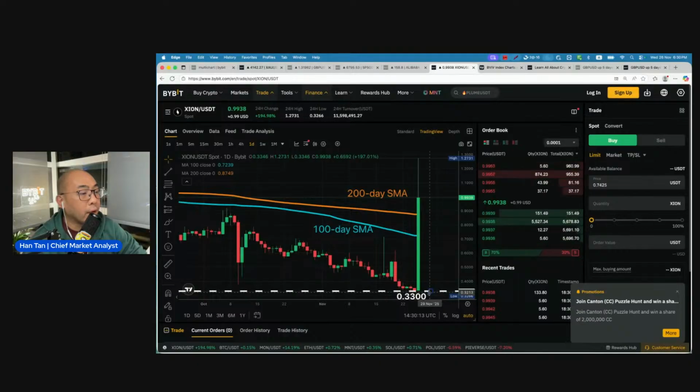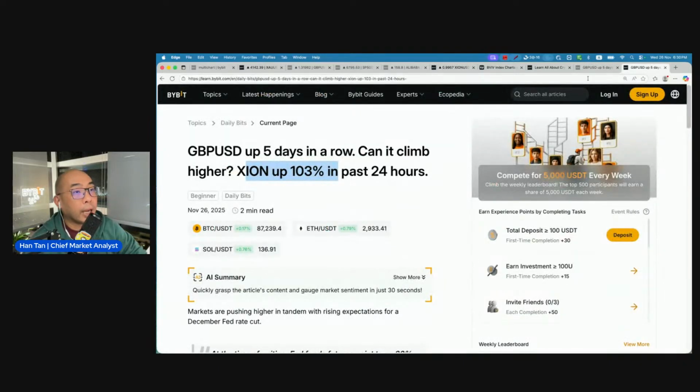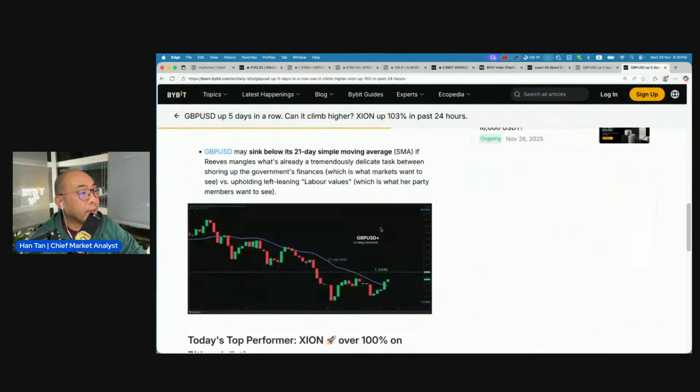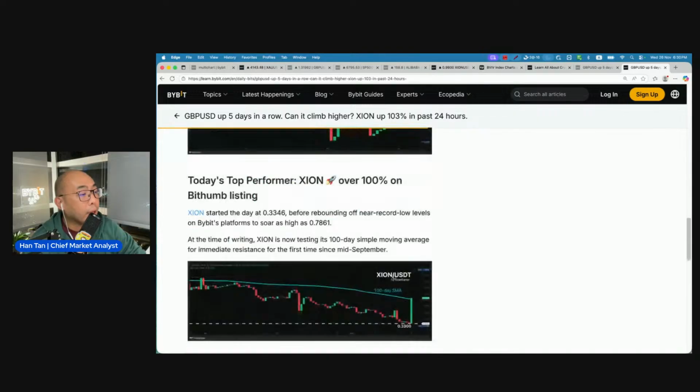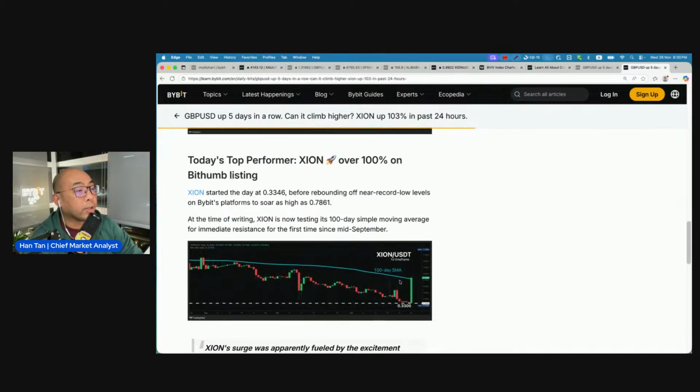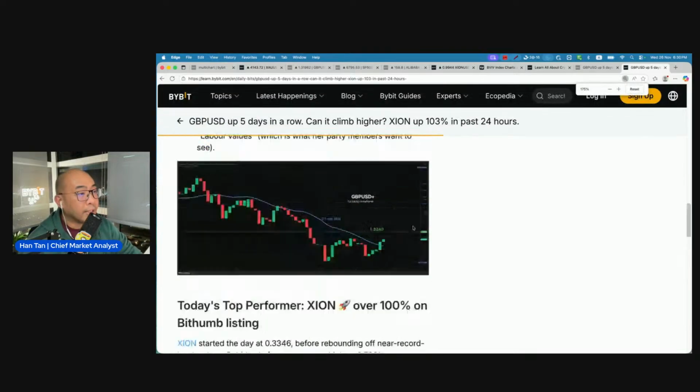So at the start of today, it kind of bounced off near record low levels, right, of 0.33, and just look at how much it soared, right? Earlier today, I had written about how Zion was testing its, this was the chart, and this was GBPUSD earlier today, right? Still hovering below the 1.32 level. Certainly didn't print that new high that we saw month to date. That's GBP, and then here we go, right?